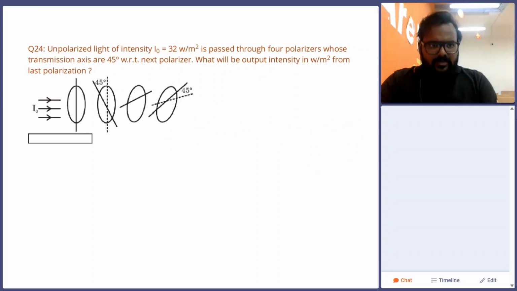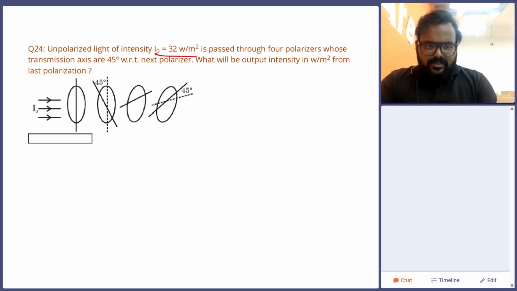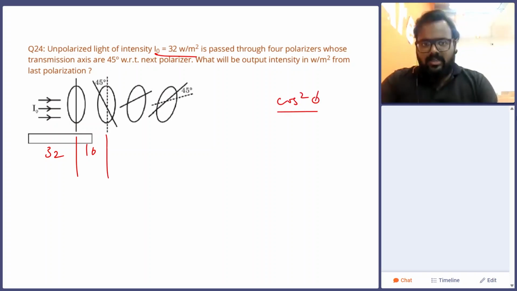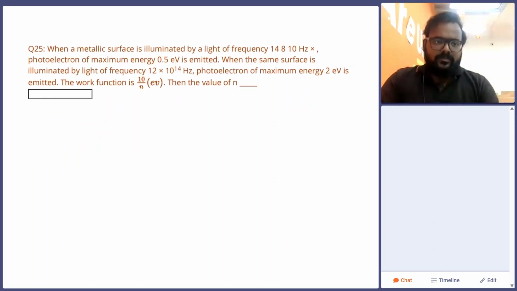Next question. An unpolarized light of intensity 32 watt per meter square is passed through 4 polarizers whose transmission axes are 45 degrees with respect to the next polarizer. What will be the output intensity in watts per meter square after the last polarizer? Listen, first of all, it's unpolarized, so 32 would first become 16. Then, using Malus law, it falls by cos square theta. Cos square 45 is half, so again it becomes half. So it becomes 8, then 4, and finally 2. The answer is 2. Alright? Next question.